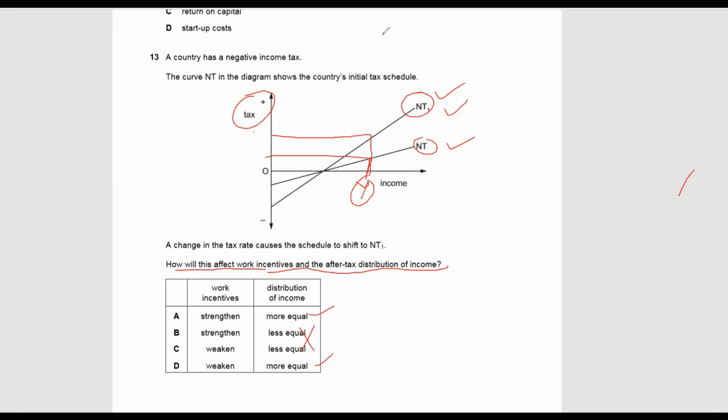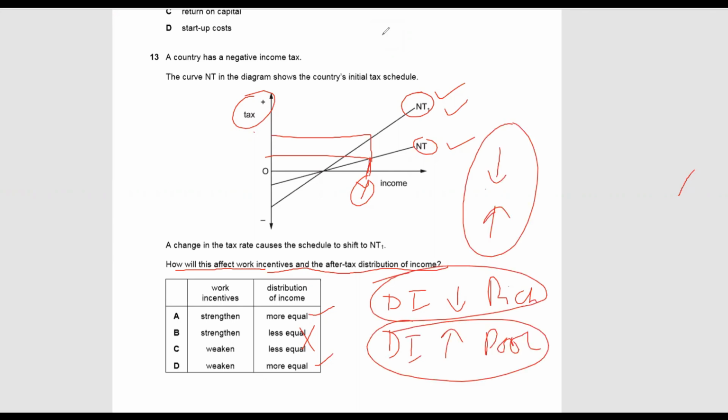Because when tax rate increases, we call it progressive tax. In case of progressive tax, the people with high income pay high taxes, so their disposable income will fall. So the disposable income of rich will fall and disposable income of poor will rise. The income gap between them will continuously fall. So more equal distribution is achieved when there is increase in tax rate at each level of income.